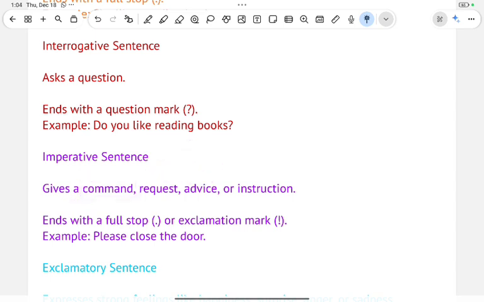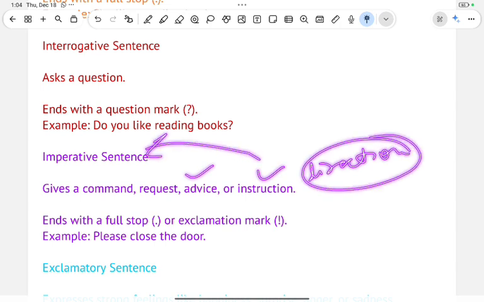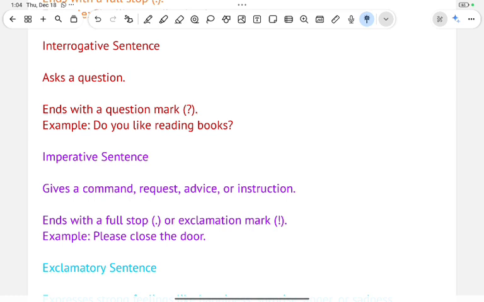I will tell you till the end how you can differentiate between an imperative sentence and an exclamatory sentence, because both end with an exclamation mark. Whenever you want to give commands or request someone for something, give someone advice, instruction, or even direction, all these things come under imperative sentences. Most of these end with a full stop, but if we talk about commands particularly, they always end with an exclamation mark.